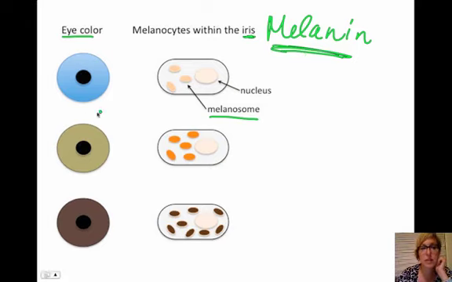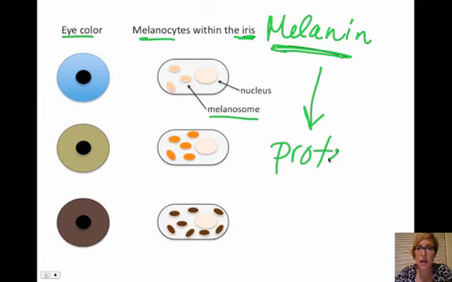So those of us that have hazel to brown eyes, we have higher concentrations of melanin. And so this is able to absorb the light before it penetrates the eye. And then we have a darker eye color because we have more melanin. So the amount and type of melanin you have is all determined by what is produced in these melanocytes within the iris. Now, we talked about melanin being a protein. That was a quick lesson on eye color. But let's go back and talk about melanin being a protein.